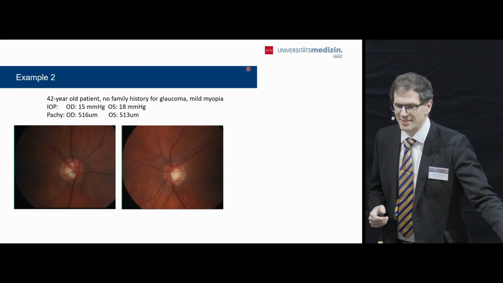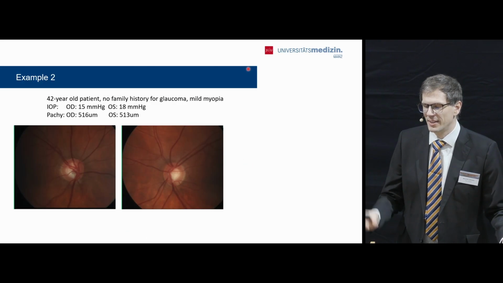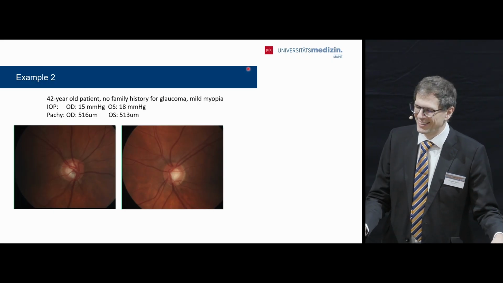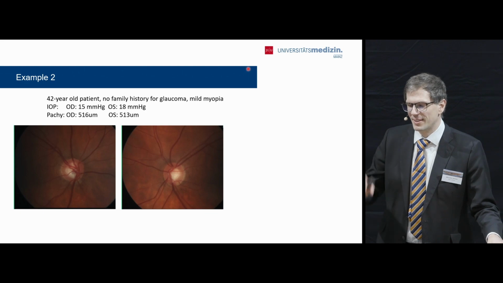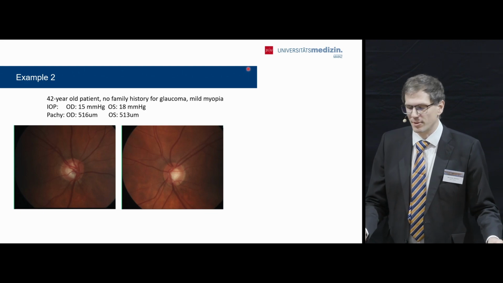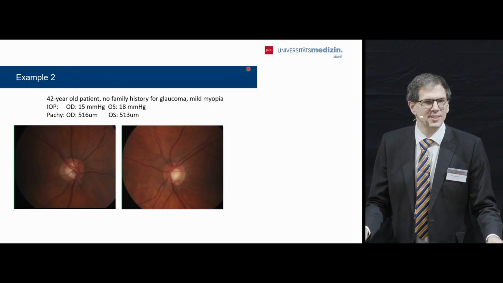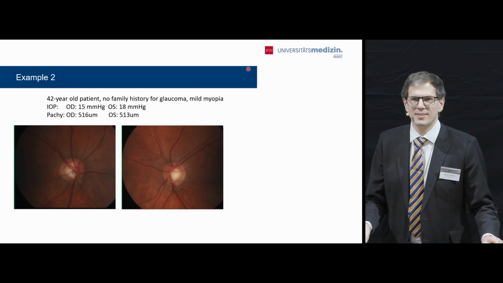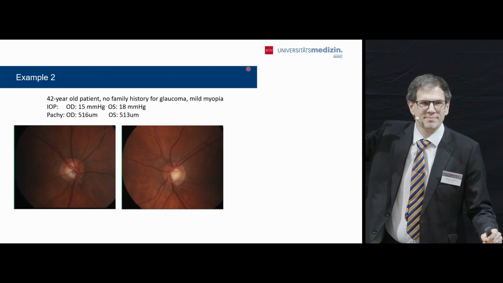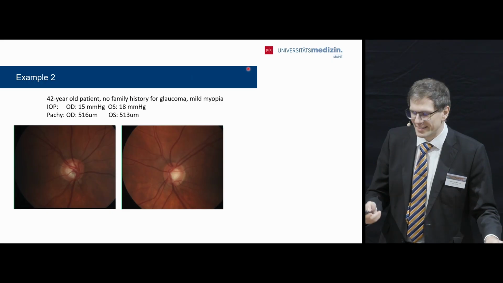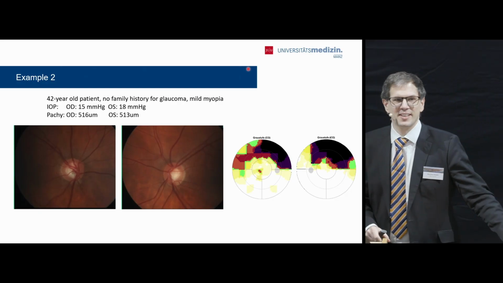Now let's go to the second example. A 42-year-old patient, again, no family history of glaucoma, mild myopic, normal IOP, slightly thinner perimetry. You now see the optic disc. Who thinks this is normal? Who thinks this is glaucoma? Okay, let's see what the additional examination shows.